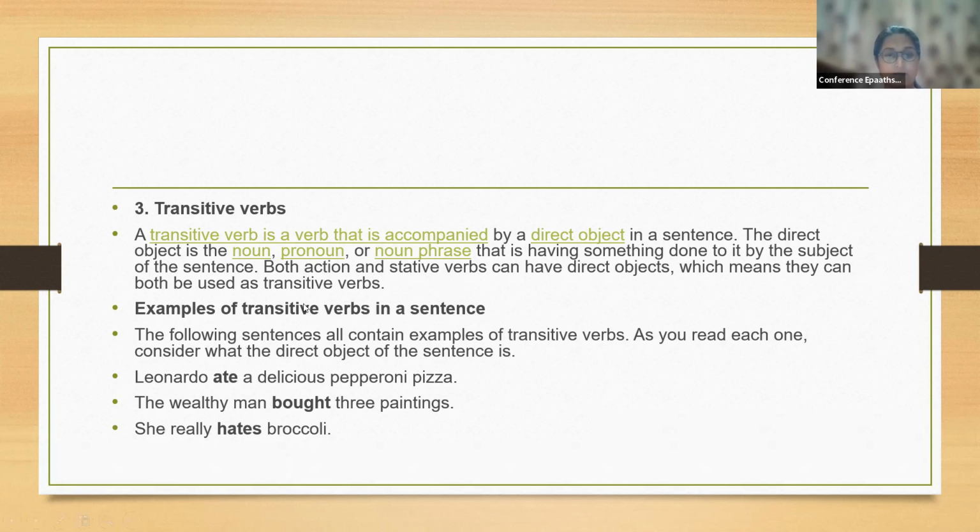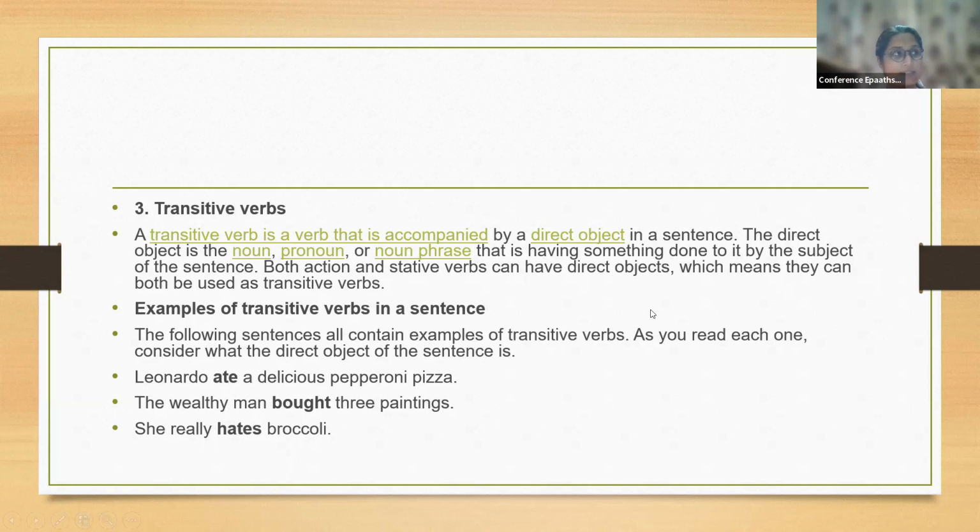So the direct object may be a noun, pronoun, or noun phrase that is having something done to it by the subject of the sentence. Both action and stative verbs can have direct objects, which means they can both be used as transitive verbs. Now, examples of transitive verbs in a sentence.